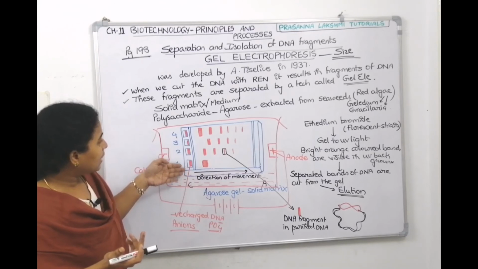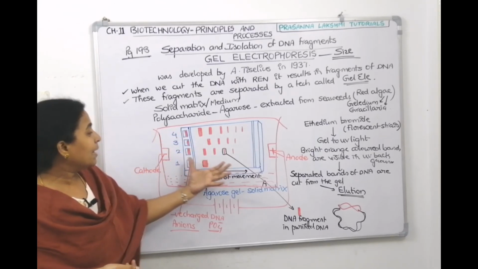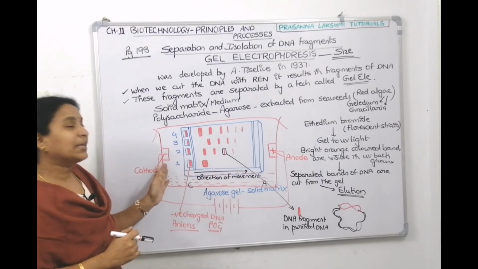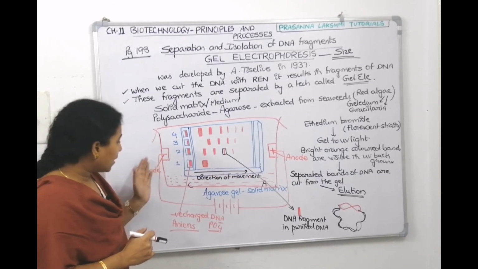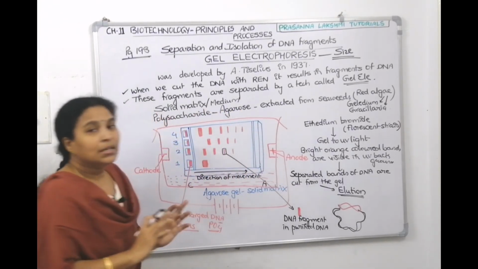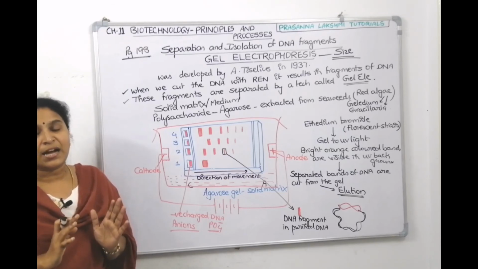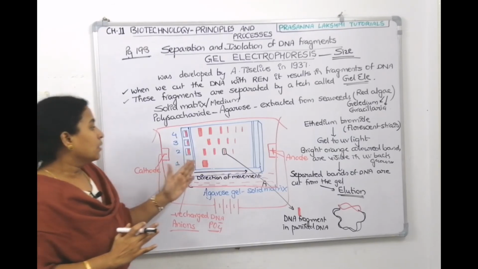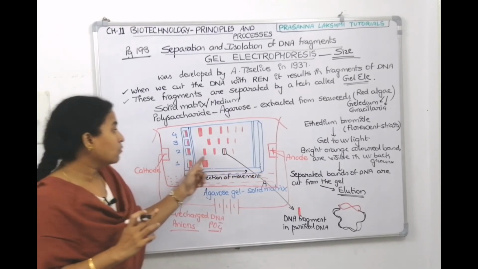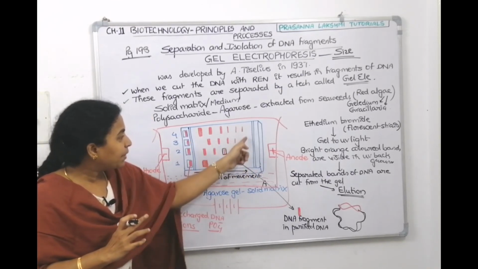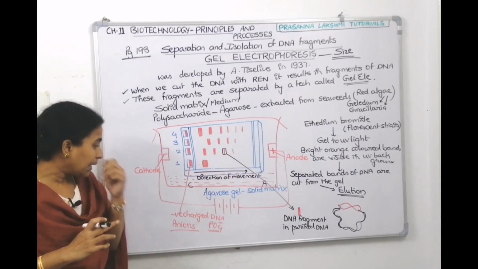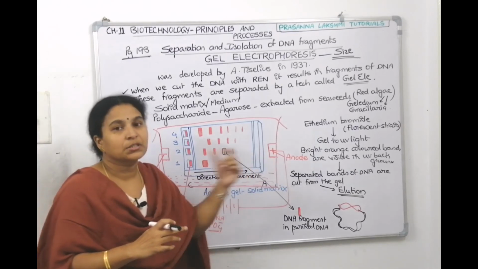Now load your DNA samples in the well and keep the gel in the electrophoresis apparatus, with the well near the cathode. Then close it with a lid and connect it to the circuit. Then current passes through and the charged particles start moving. The bigger particles take time to move, whereas the smaller DNA fragments move faster and get separated towards the anode. Negatively charged particles are called anions. Anions start moving towards the anode.